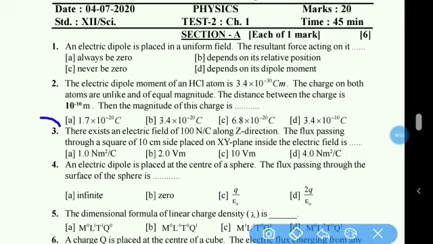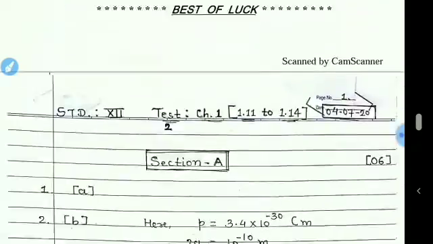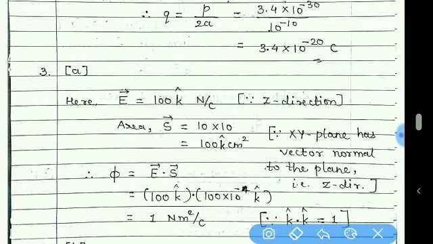Now in MCQ number 3, the electric field is given which is along the Z direction, and a square is given whose side length is 10 centimeter. From this we can find the area of this square, and this square is along the XY plane, and we need to find the flux passing through this square plane. So for the solution of this, let us see the calculation.